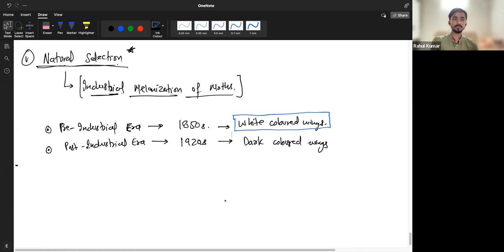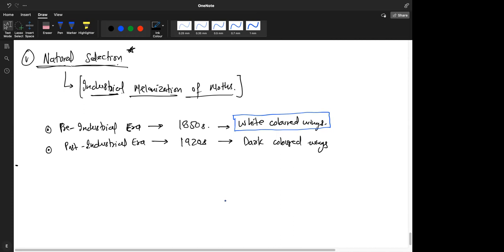But nowadays, because there is a limit to industrialization, and industries have to be set up at the boundaries of the city, not in the main residential areas, and we are not heavily relying on coal, though we still rely on coal to a great extent. But when this shift happened from pre to post-industrial era, the barks of the trees started getting darker and darker, because soot is unburnt or partially burnt carbon. It's dark colored.